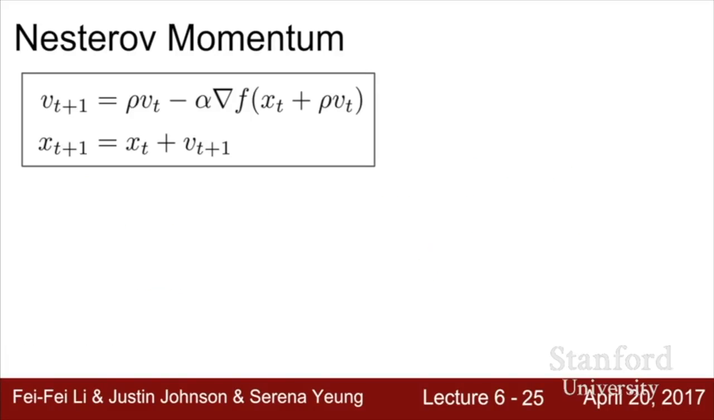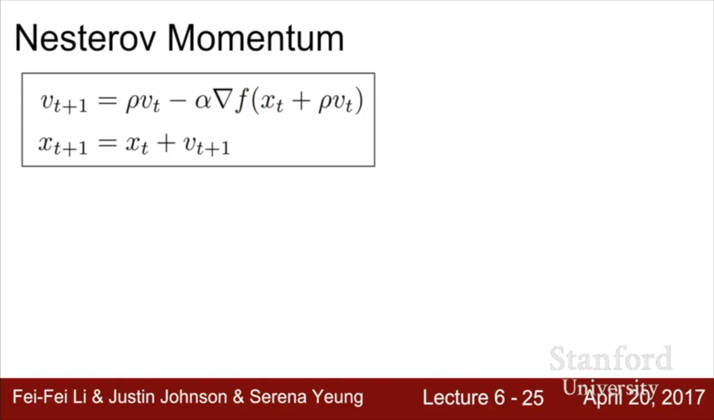Writing it down in equations, Nesterov momentum looks something like this, where now to update our velocity, we take a step according to our previous velocity and evaluate the gradient there. And now when we take our next step, we actually step in the direction of our velocity that's incorporating information from these multiple points.